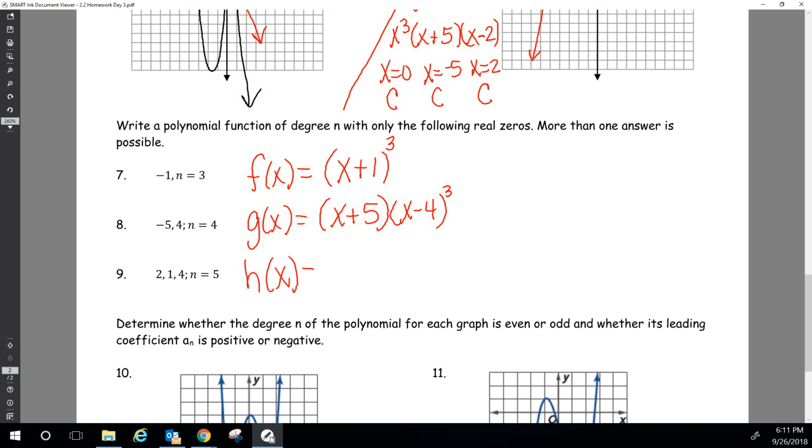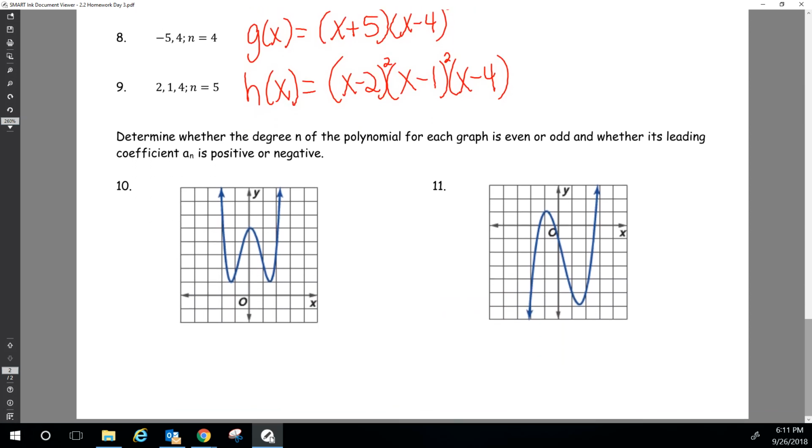For number 9, I've got 3 zeros, so I've got x minus 2, x minus 1, and x minus 4. I've got 5 degrees, so I can play this however I want to. I could do 2, 2, and 1. I could do 1, 1, and 3. Any order you want, completely up to you.